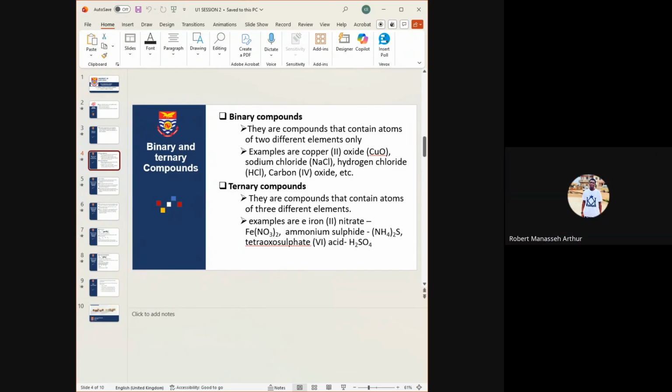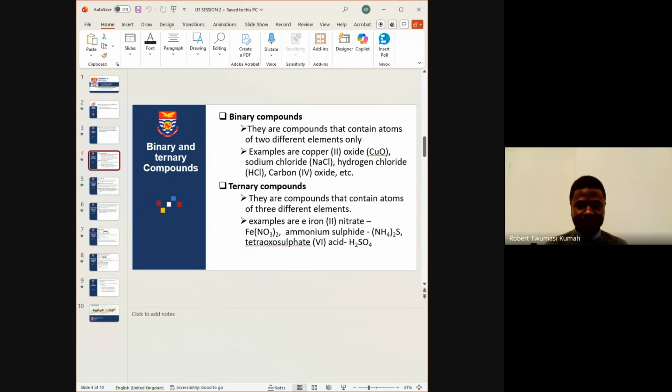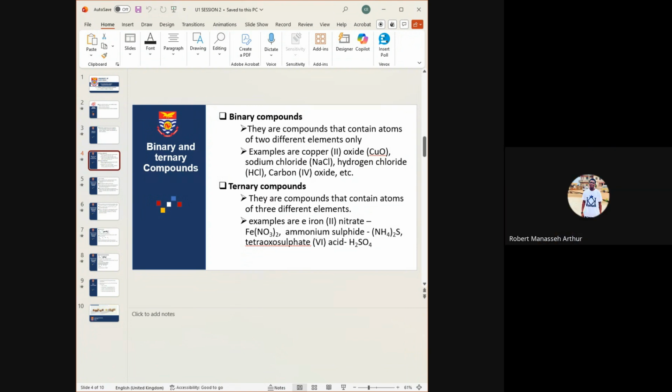So that is why I was asking if the binary compounds occur only in monoatomic compounds. Like when you look at carbon dioxide, it is CO2. So carbon is one, then oxygen is also one. But looking at the iron nitrate, because of the radical, the nitrate group over there, that is why it's rendering it as a ternary compound. That's how I want to understand.